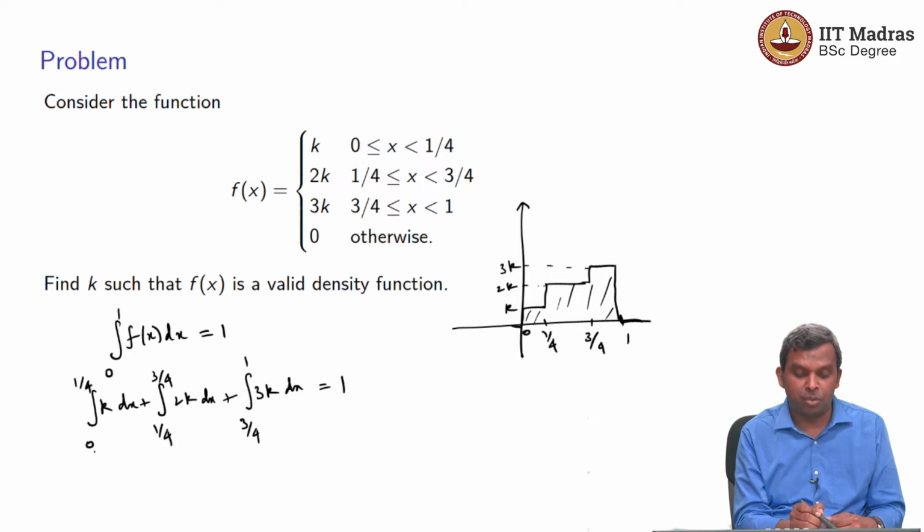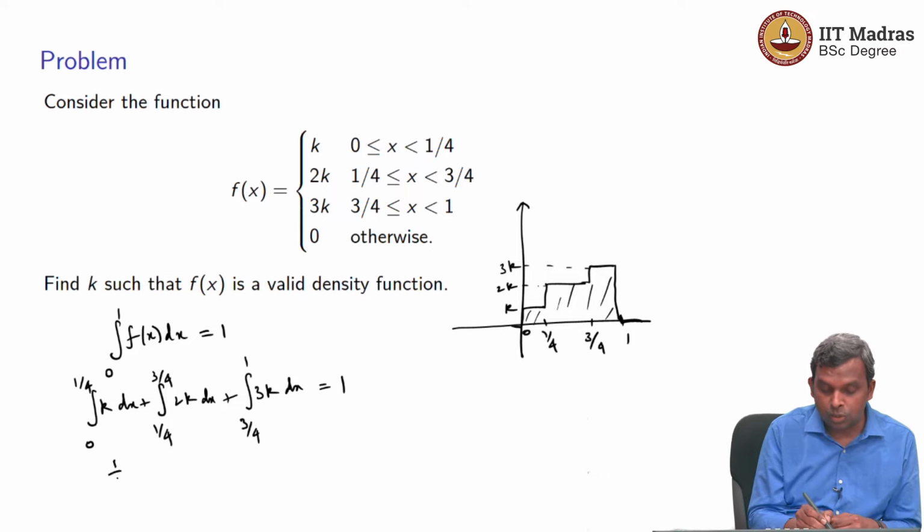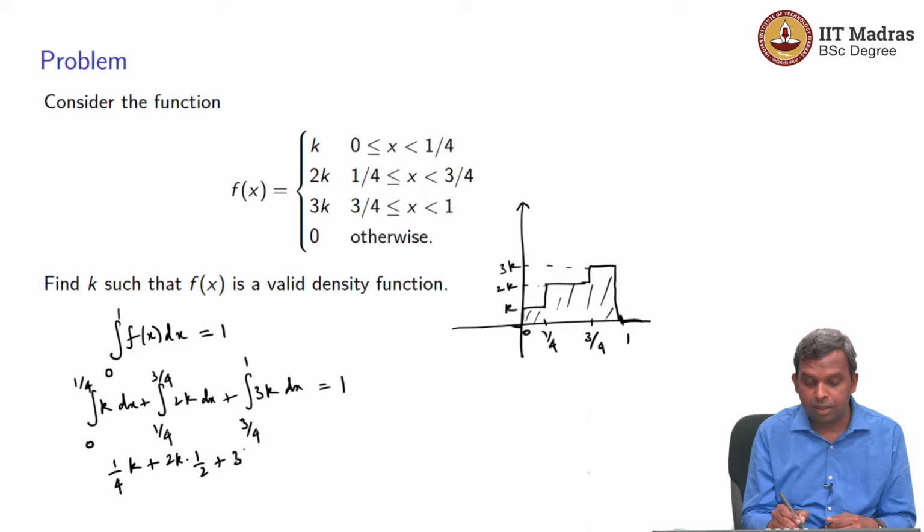Now f of x from 0 to 1 by 4 is k, 1 by 4 to 3 by 4 is 2k, 3 by 4 to 1 is 3k. Now remember, k is a constant. So you just have to multiply by the length of the interval. So this is just k times 1 by 4 plus, this is half, right? So 2k times half plus 3k times 1 by 4 has to be equal to 1.